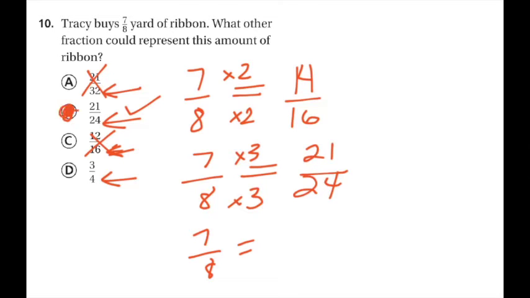Now, I will tell you, to get to fourths, for answer choice D, I would have to divide by 2 over 2. Now, I can divide 8 by 2 and get 4, but if I divide 7 by 2, I am not going to get 3. I would actually get 3.5. So that answer choice is also not correct.